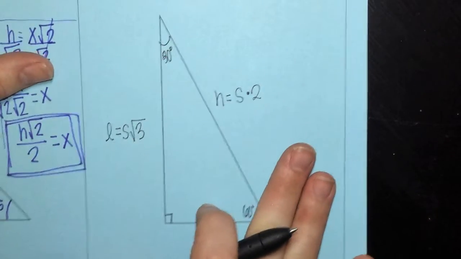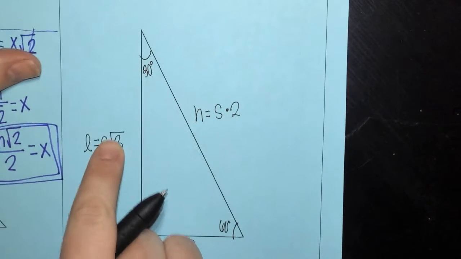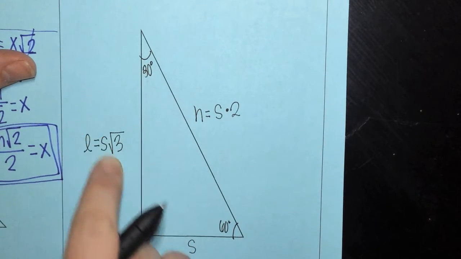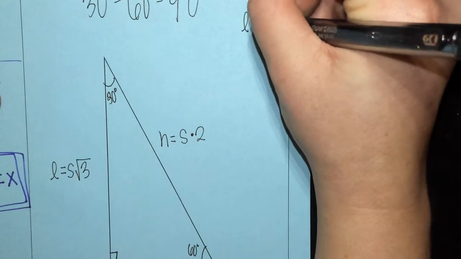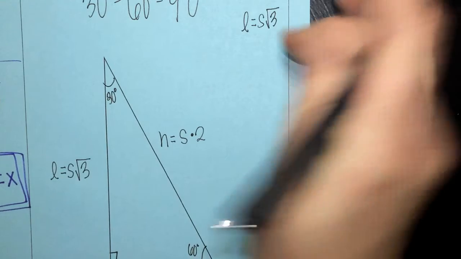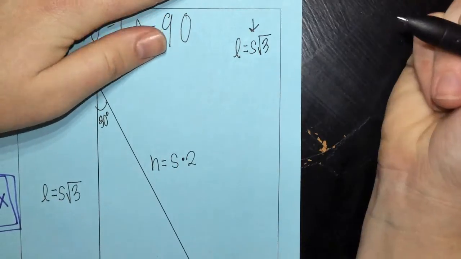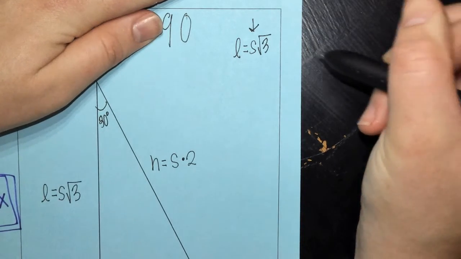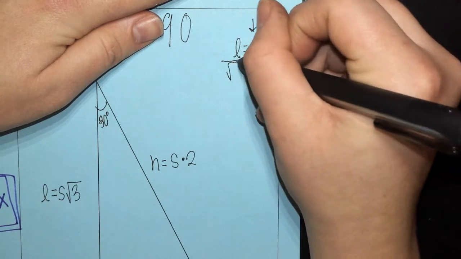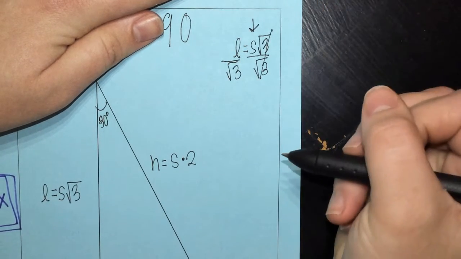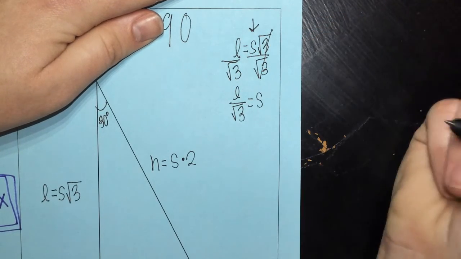For example, if I am given this leg, and I want to find the short, but there's no square root. So if I'm given the leg, and I want to find the short by itself, so I want to solve for S. How do I get S by itself? What's the first step? Divide by square root of 3. Okay. Cancels out. So I have L over square root of 3 equals S.